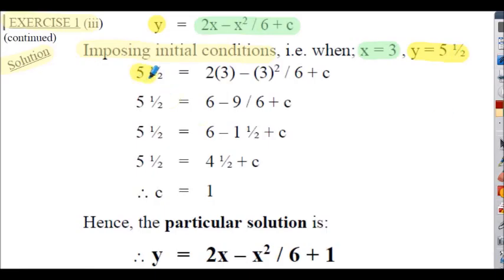So on the left hand side I've imposed y, and wherever there's an x on the right hand side I impose the 3. The rest of it's just evaluation, so I'll let you review these calculations at your own pace. And essentially c evaluates to be 1. So now, having found the constant of integration, we can state the particular solution for this problem. It's y is equal to 2x minus x squared divided by 6 plus 1. So that concludes the solution for exercise 1 part 3.